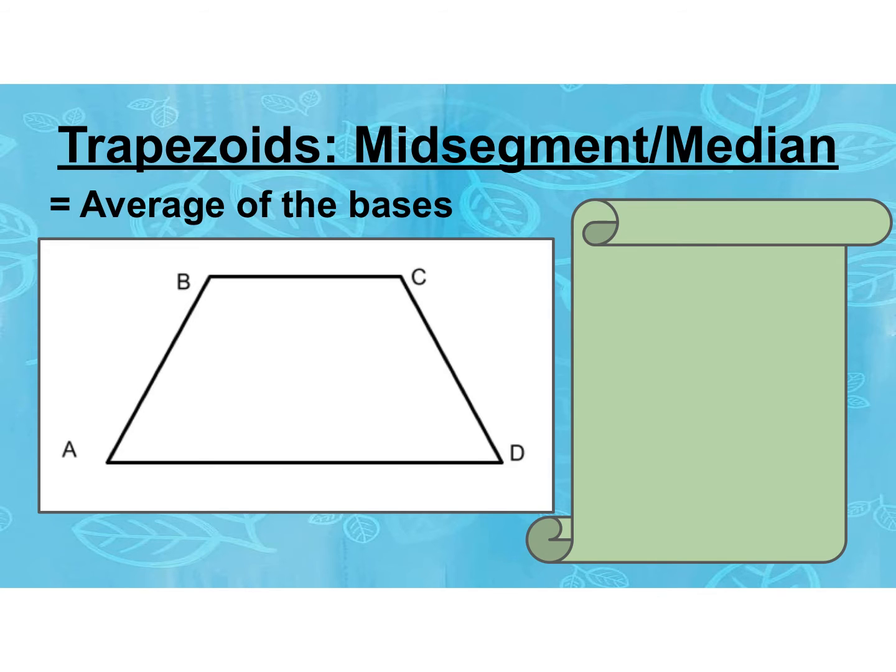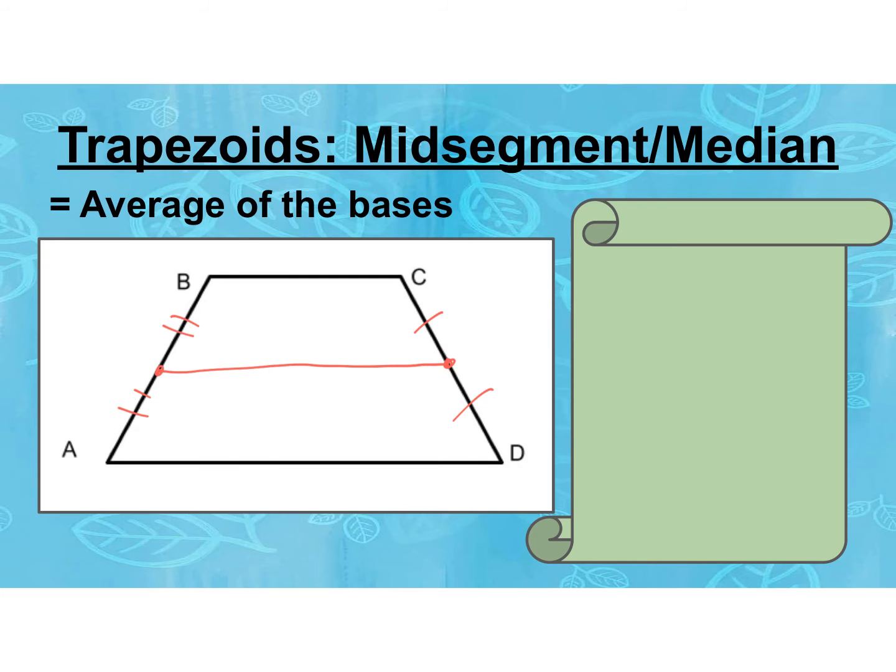Let's talk about the mid-segment, or median. I use both words because you're going to see both words in other places. The mid-segment is the piece that goes right through the middle, and it's exactly in the middle. So when it breaks it up, that is a midpoint there. And that's a different midpoint if this is not isosceles, or the same if it is isosceles. This mid-segment is the average of the bases. So remember how we find average.